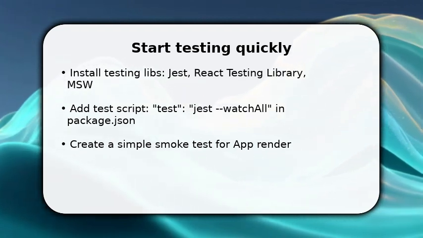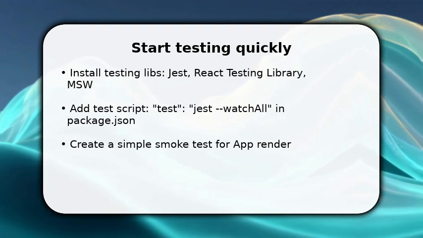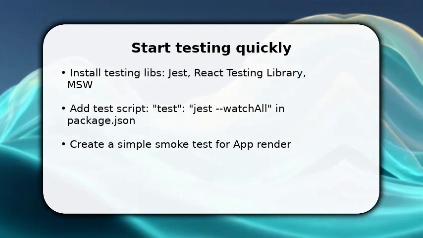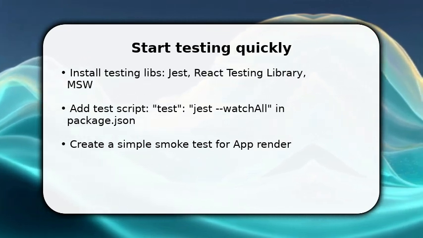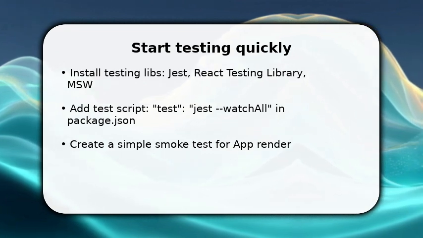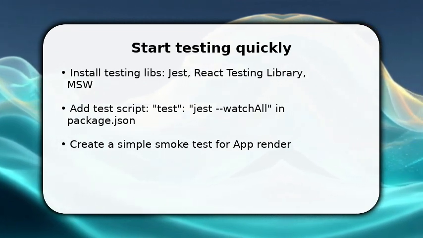Once done, write a minimal smoke test that renders your app and asserts main UI text is visible. This first step proves the harness works and saves time. It also surfaces config issues early so you can fix them before writing detailed tests.